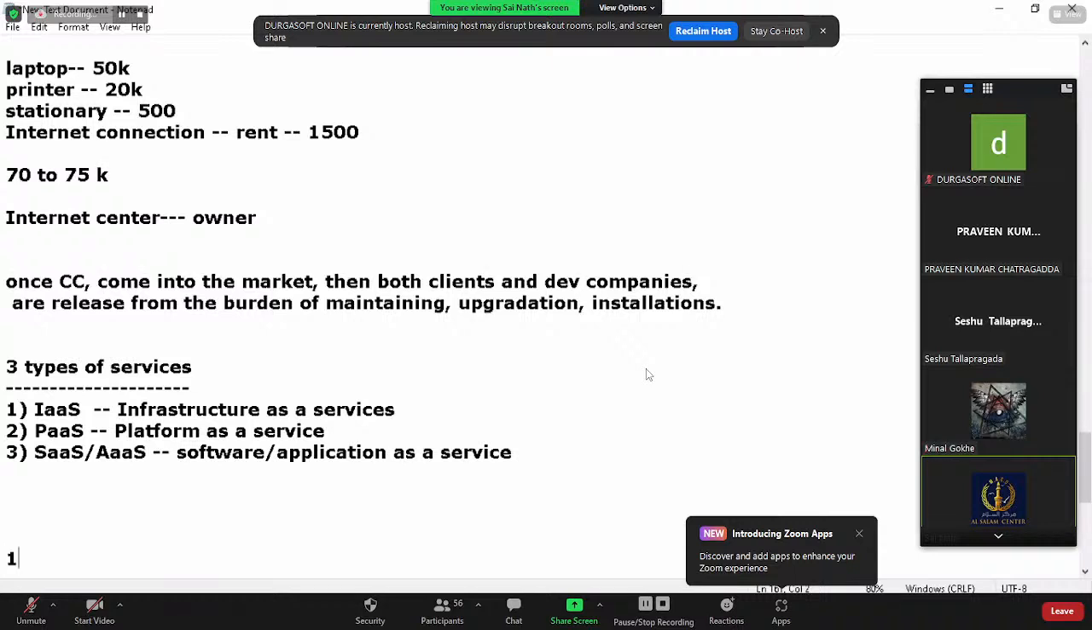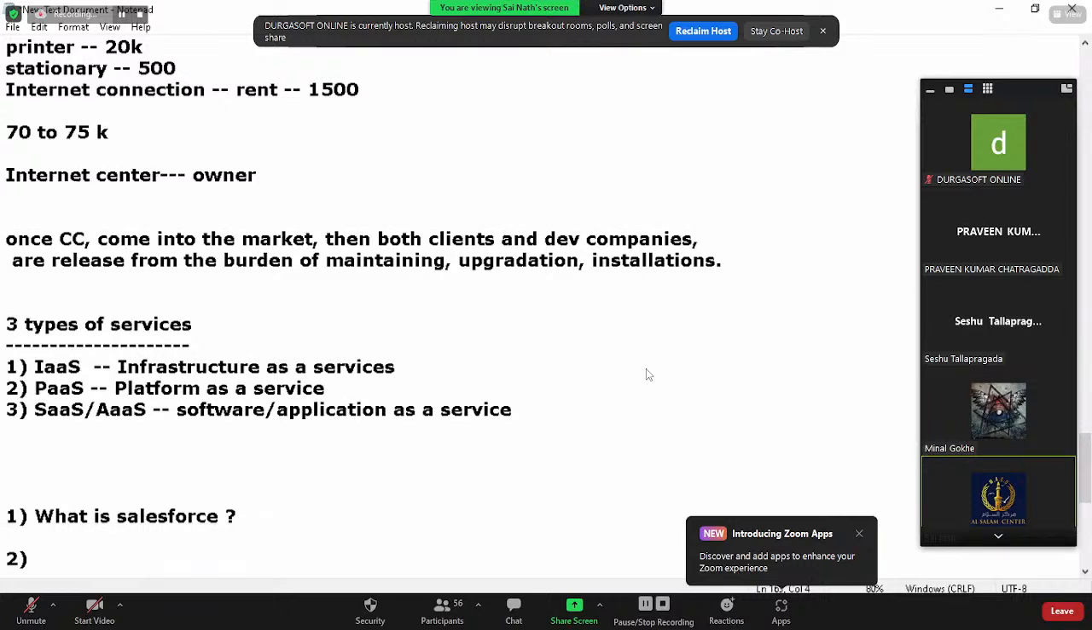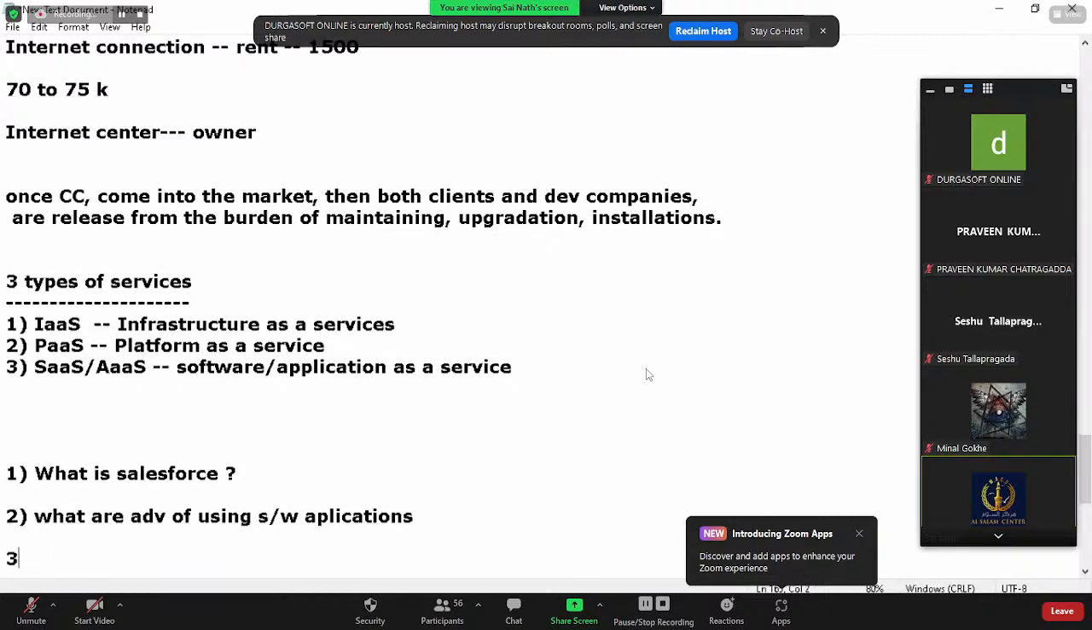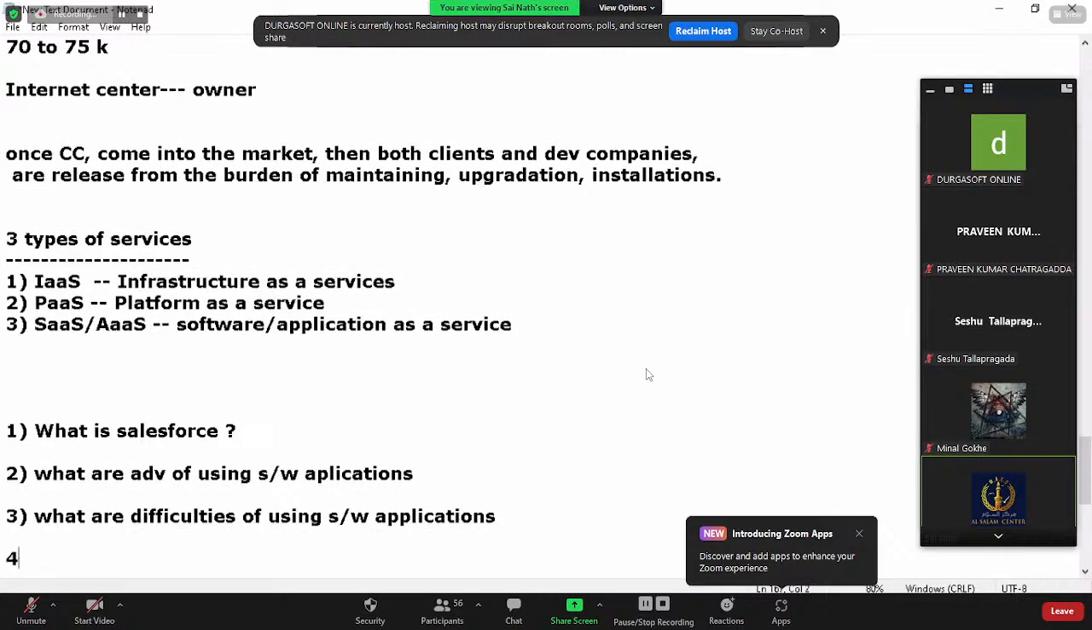Okay, guys. As of now, in the last 1 hour, we just discussed only 2 points. The first point is, what is Salesforce? Okay. Next point, what are the advantages of using software applications? Also, we discussed what are the difficulties of using software applications, and how these difficulties are overcome by cloud computing. These are the 4 points we have discussed as of now.